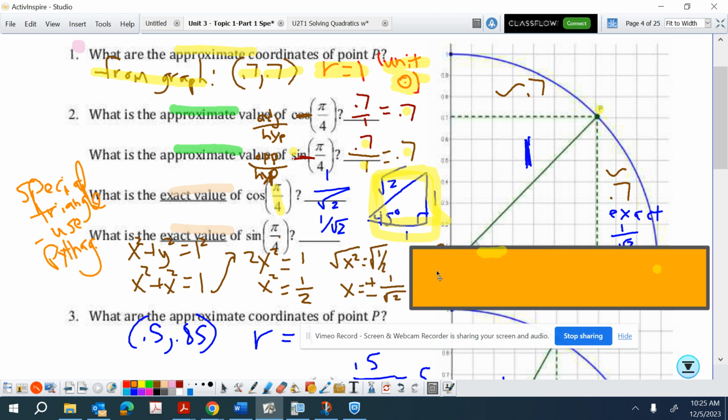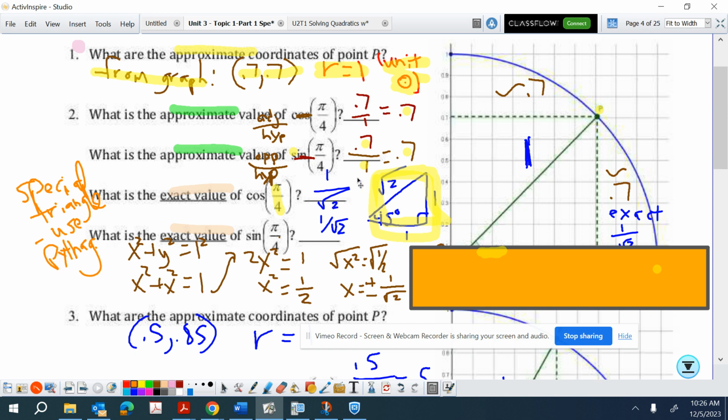And when I square root both sides, I get plus or minus 1 over square root of 2. Now, I don't need the negative version of that because I'm in quadrant 1 where everything is positive. So now when it asks what is the exact value of cosine pi over 4, well, the exact value is going to be using your special triangle where one side is 1. If I'm standing over here where it's 45 degrees or pi over 4, it's going to be adjacent over hypotenuse, 1 over square root of 2.